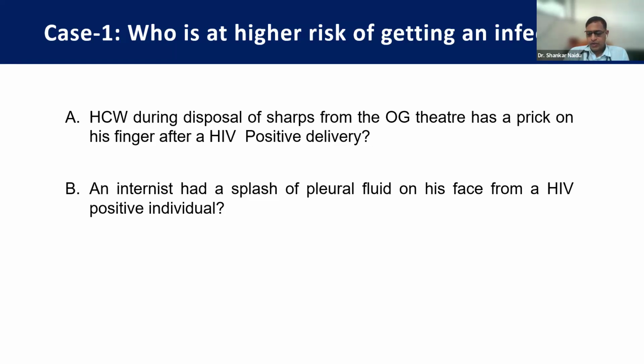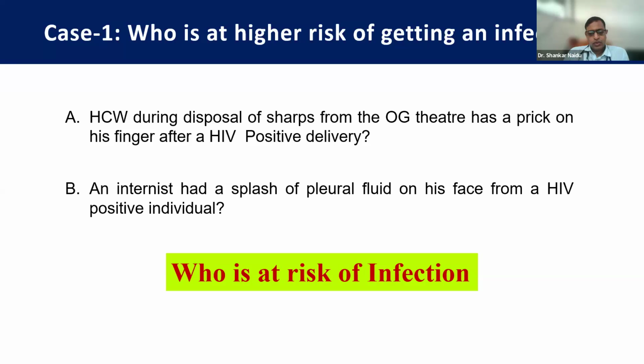So in the subsequent slides, we'll be getting to know the exact answer. So the next question, who is at risk? The answer would be that both of these persons who are exposed to this infectious material are at risk of acquiring HIV infection. So who is at a higher risk?